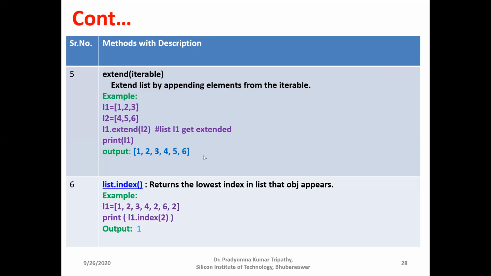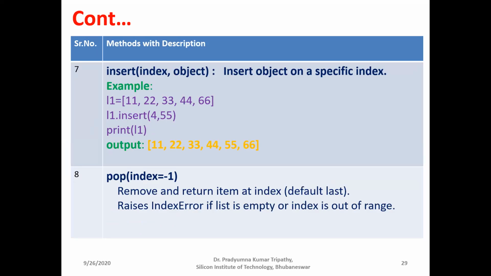So suppose there is a function called insert. I want to insert a particular object at a particular index. So it takes two arguments: in which position, what value? So this is my list. If I give L1.insert, that means insert 55 at position 4. 0, 1, 2, 3, 4, the fourth position it will be inserted. Although the index value counts from 0 onwards, at this position it is being inserted.